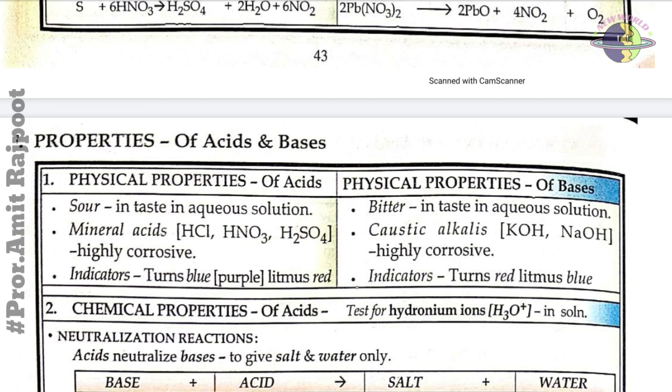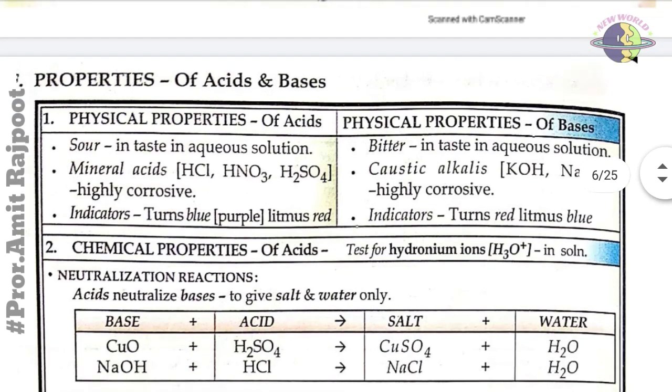Now indicators, like litmus paper. Acids turn blue litmus into red, and bases turn red litmus into blue. Physical properties for bases, indicators: they turn red litmus into blue. Acids turn blue litmus into red, but bases turn red litmus into blue.